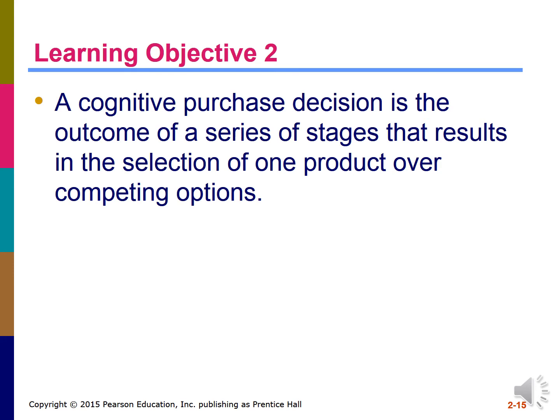Students, I want to discuss Learning Objective 2, stating that a cognitive purchasing decision is the outcome of a series of stages that result in the selection of one product over competing options. This is the type of decision making that I feel serves us individually and collectively in a greater capacity.